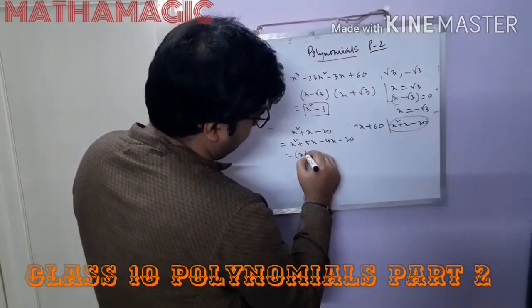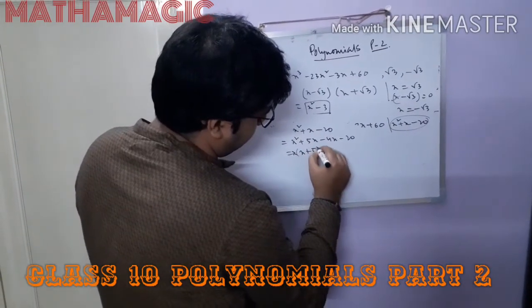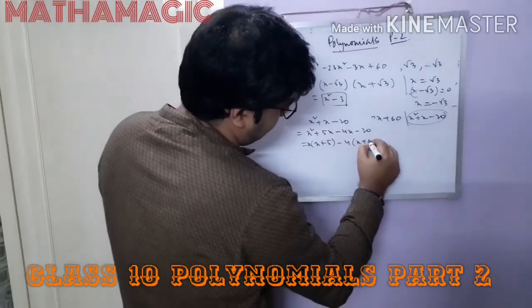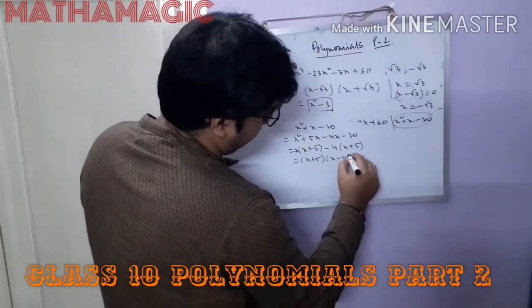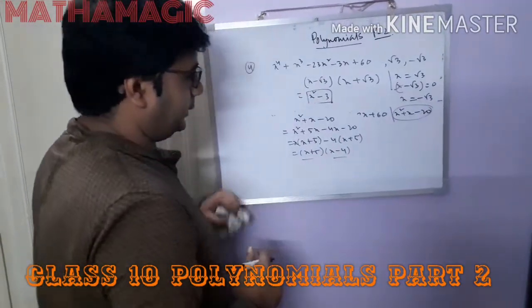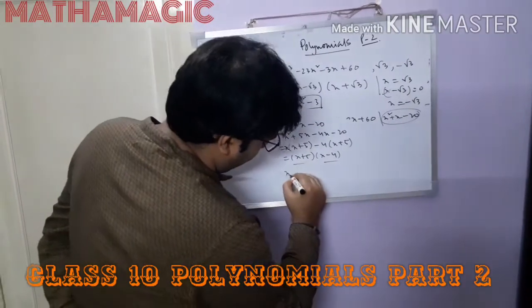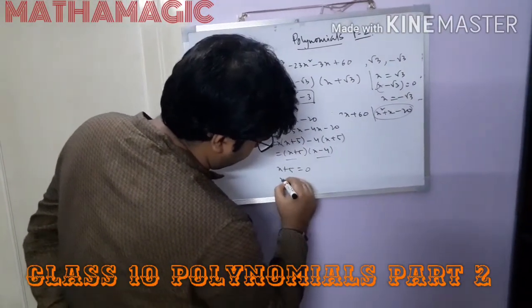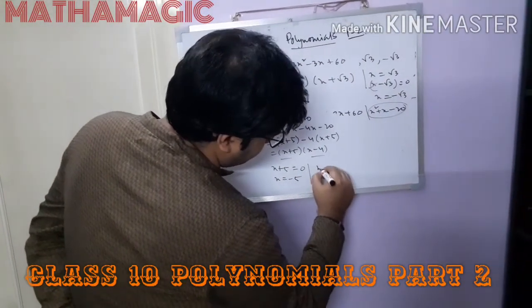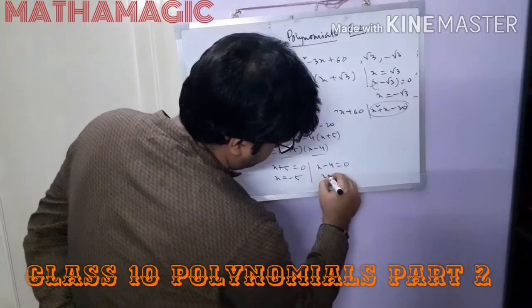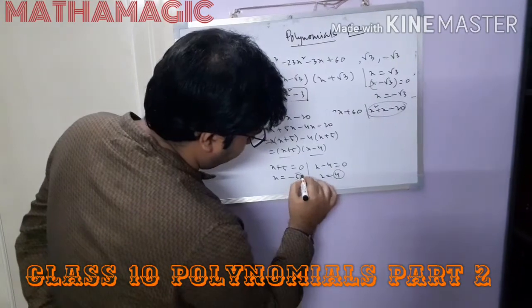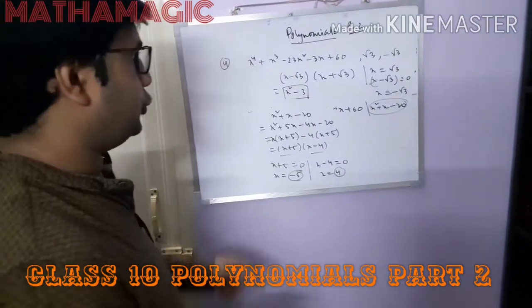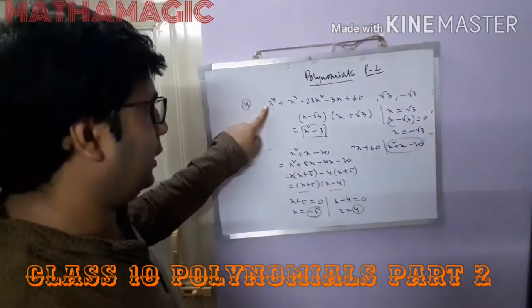If we take x common, it will be x plus 5 minus 4, and that is x plus 5. So it will be x plus 5 into x minus 4. These are the two factors we are getting. So we'll just equate them. x plus 5 equals 0, so x equals minus 5. And x minus 4 equals 0, so x equals 4. So these are the two required roots of the given polynomial.